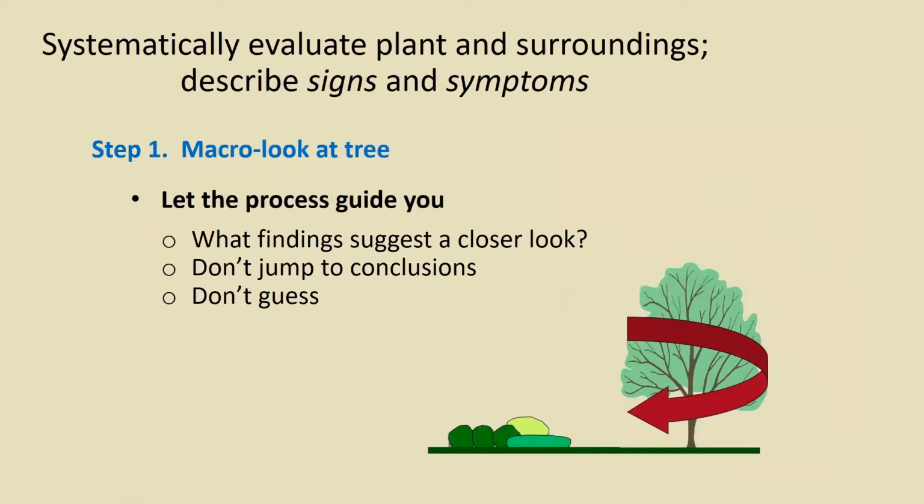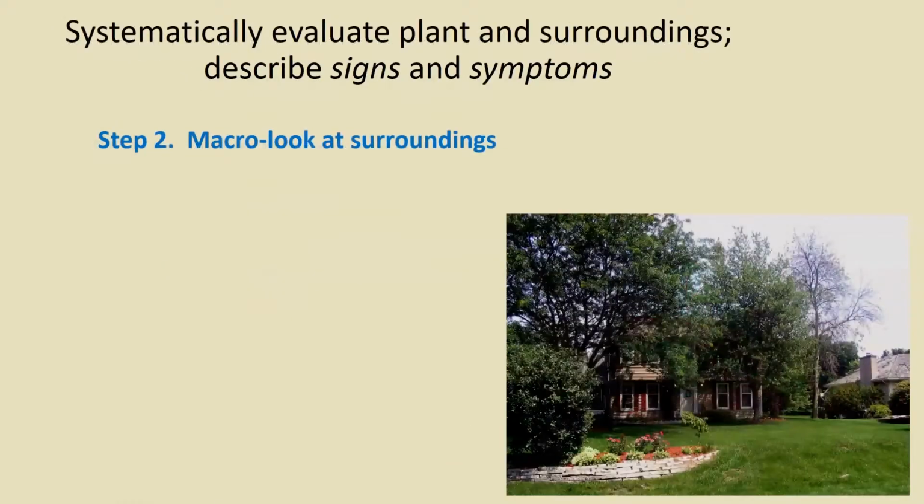It's really important at this point not to jump to conclusions. We've got 6 more steps to go before we're done. Step 2 of the systematic process is to take a macro look at the surroundings. So we've taken a macro look at the plant in question, and now we're going to expand that wider to include perhaps the entire landscape.